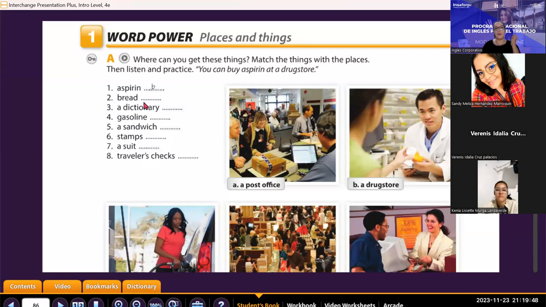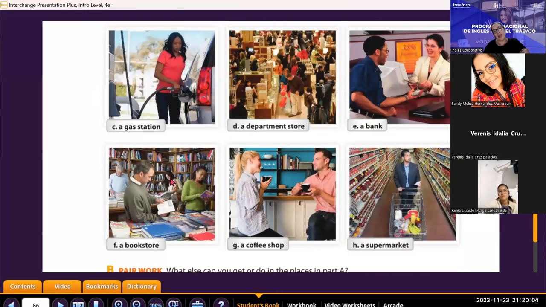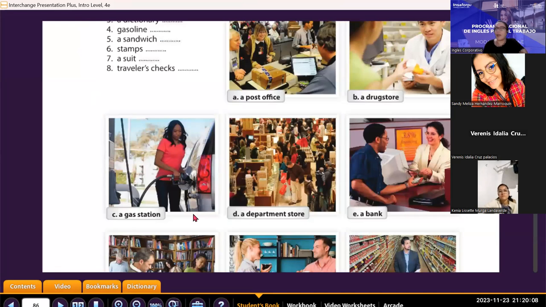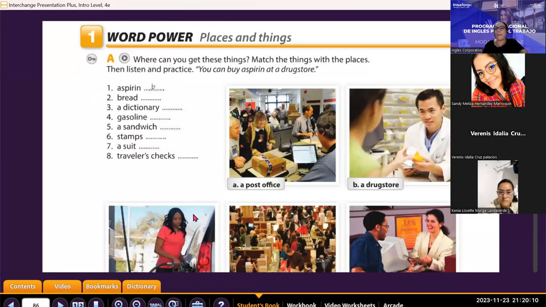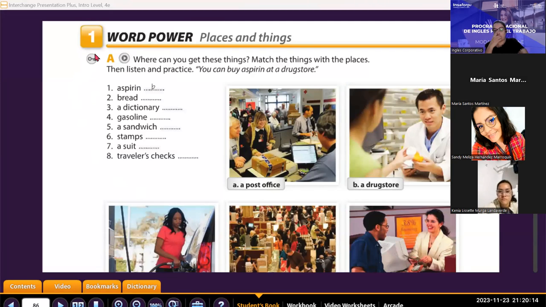All right, so where can we get an aspirin? You can get an aspirin at a drugstore. Okay, so we have aspirin, letter B, drugstore. Then we have to do the same with bread. Where can you get bread? Coffee shop? No.